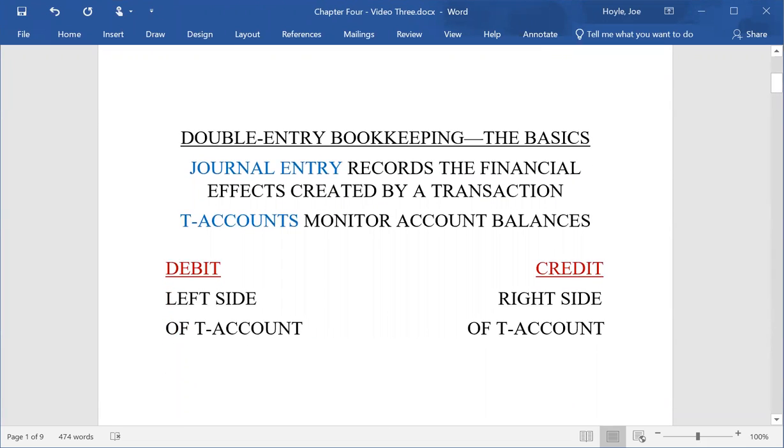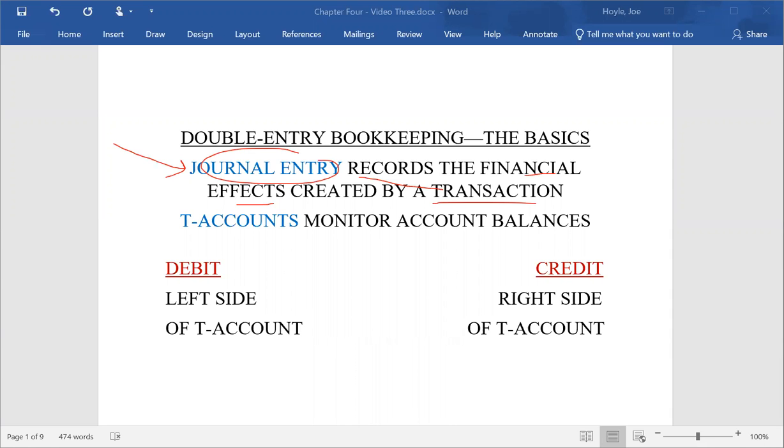Normally, we begin double entry bookkeeping with a journal entry. And the journal entry is going to be a record of a financial effect of a transaction, so that if you buy a building, you need a record of what happens. If you sell inventory, you need a record of what happens. The purpose of the journal entry is to record the events that happen in a transaction.